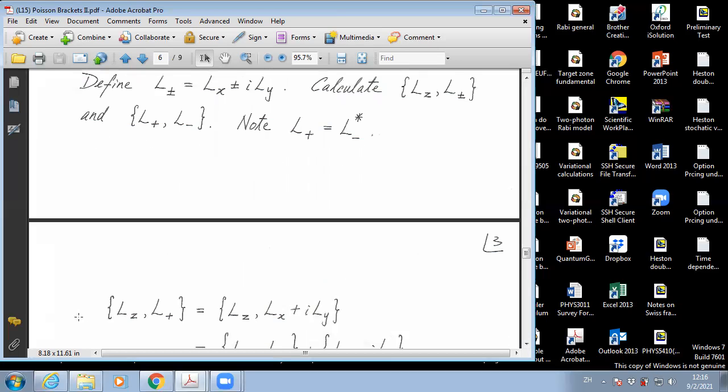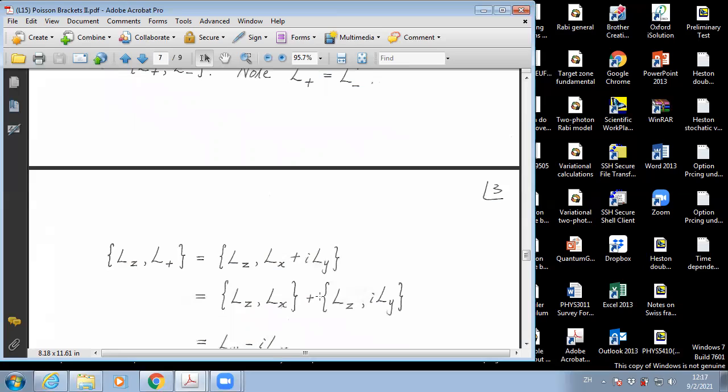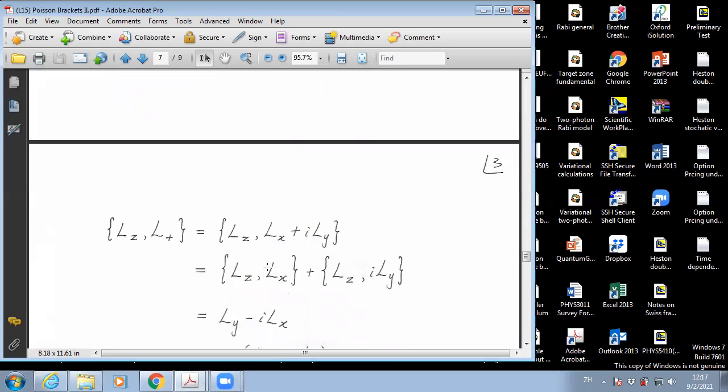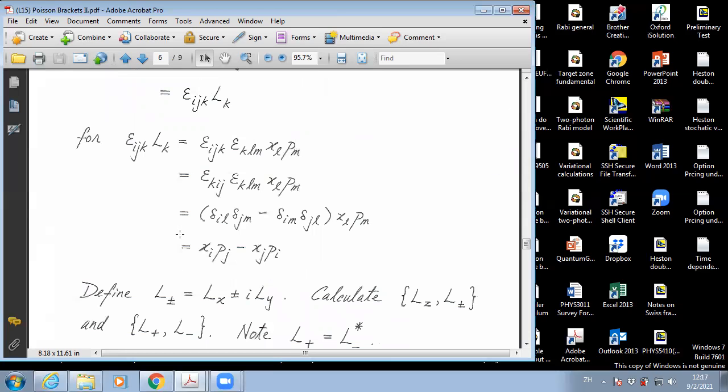So what is the Poisson bracket of Lz and L plus? We plug in the definition for L plus, all right? By the distributive law of the Poisson bracket, we have two terms. The first term, Lz, Lx, so 3, 1, then we get Ly, 2, right? Here we have 3, 2, then we have minus Lx, according to the Poisson bracket determined here.